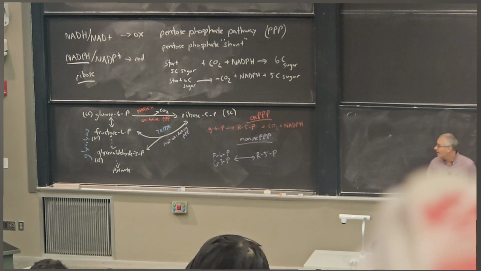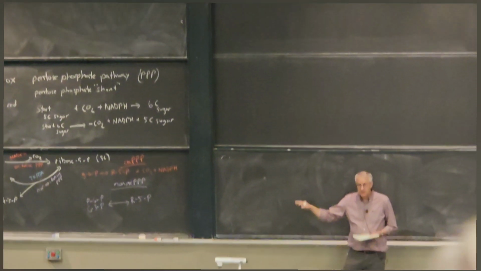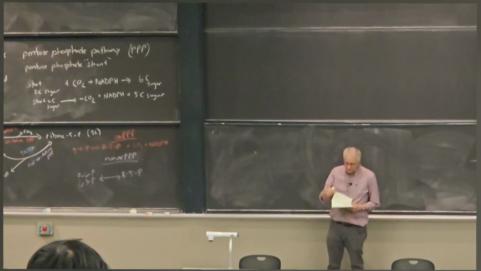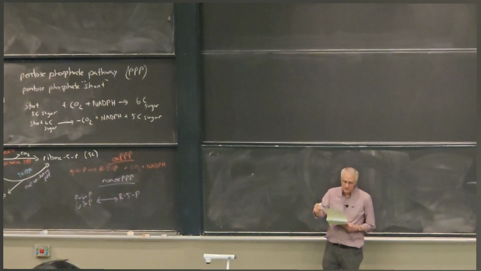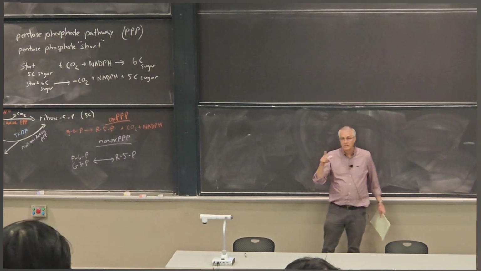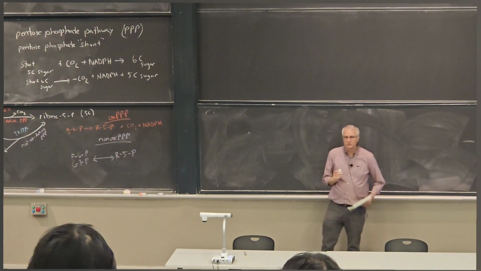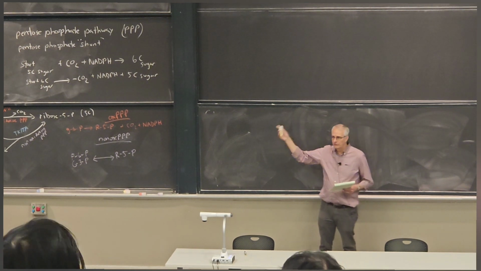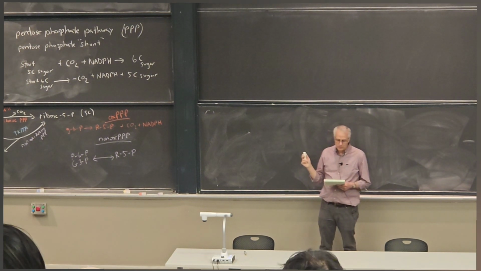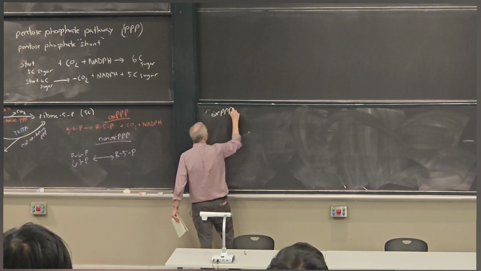In the last 5 minutes that I have today, I'm going to quickly tell you about the oxidative pentose phosphate pathway. Think of it as a different pathway. And then next time, I'll finish up and tell you about the non-oxidative pentose phosphate pathway, which will reinforce some of this confusing transketolase, transaldolase stuff, which is really how you interconvert those sugars. So what's the oxidative pentose phosphate pathway?